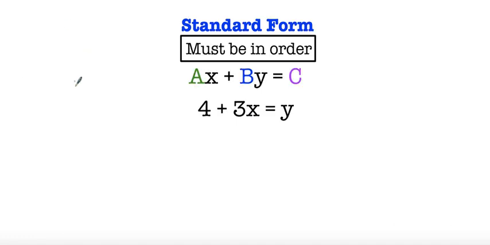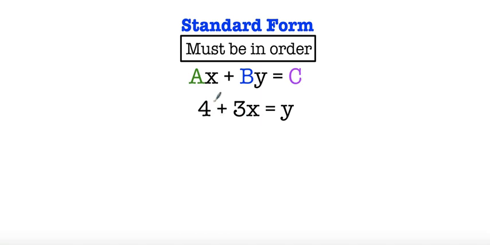First things first, when writing in standard form, we have to make sure that it is in order. So here we have our equation, ax plus by is equal to c. In standard form, it has to be in this order. Our example here is not in that order. We have 4 plus 3x is equal to y. You'll notice that our 3x is on the left side of the equation. However, it is not our first term, and it has to be.